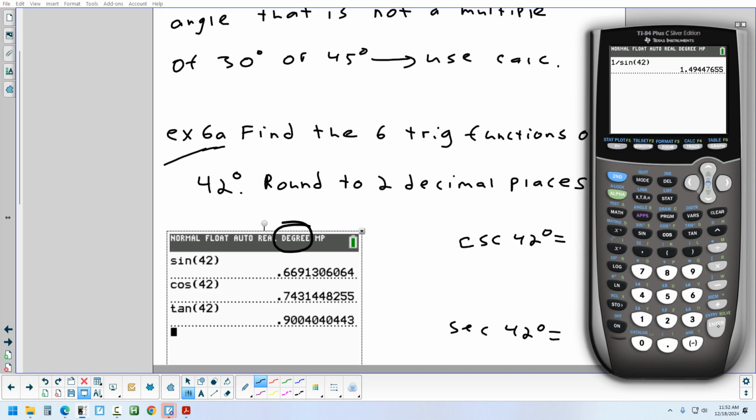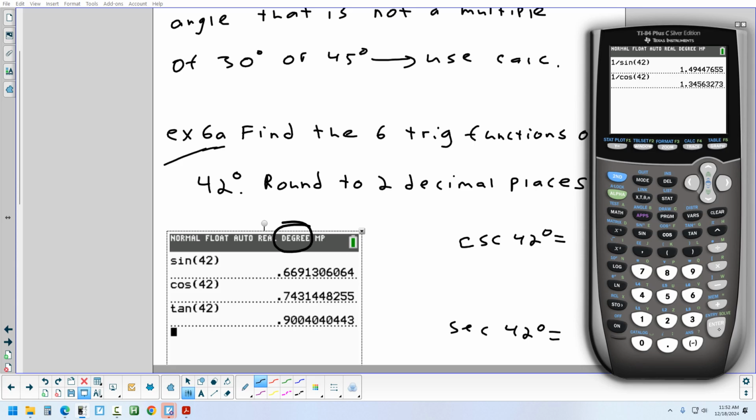Yeah? Do the inverse of the cosine? Careful, not inverse. Inverse is a very special word in trig. We are going to talk about inverse cosine, but that's just not what we're going to do here. So the word that we're going to use is the reciprocal. Yes. So 1 divided by the cosine of 42. There's your secant. And how are you going to find your cotangent?